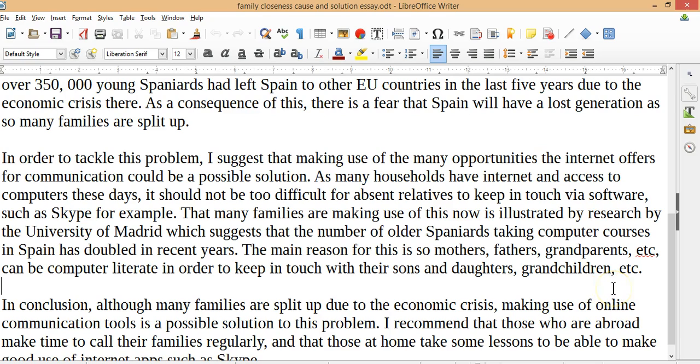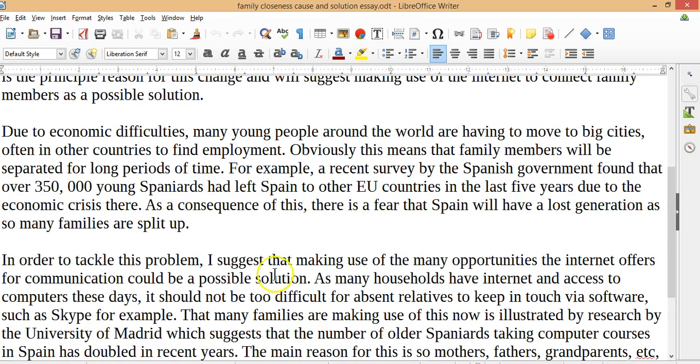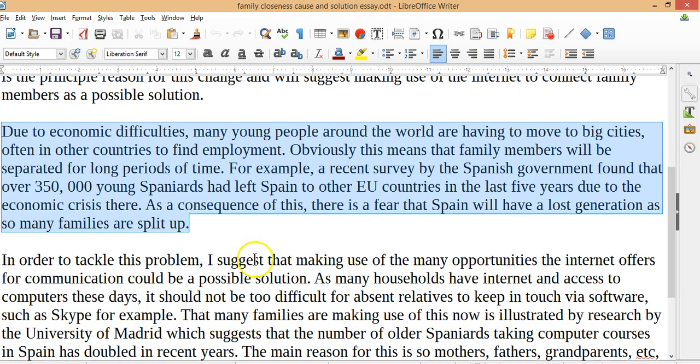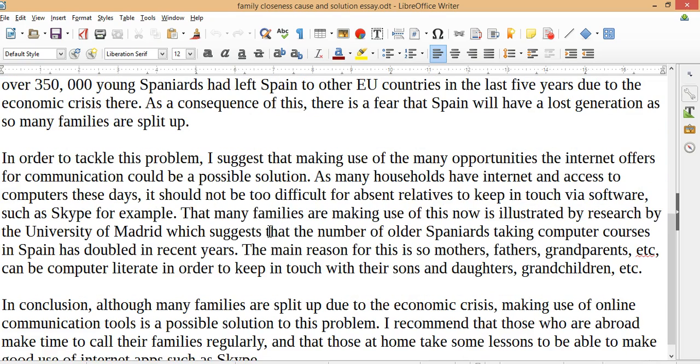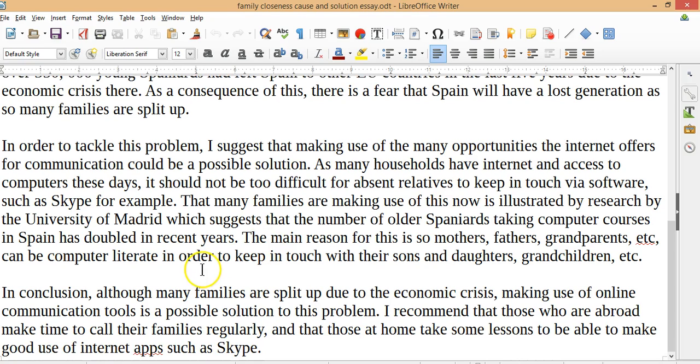So we've got a specific thing. So I say here, lots of young Spaniards have left Spain because of the crisis. How to solve this? Well, use the internet such as Skype. An example of how this is true, we can see that older Spaniards are taking computer courses so they can use Skype and the internet to keep in touch. So that's a possible solution.